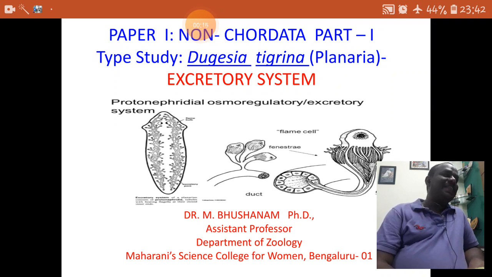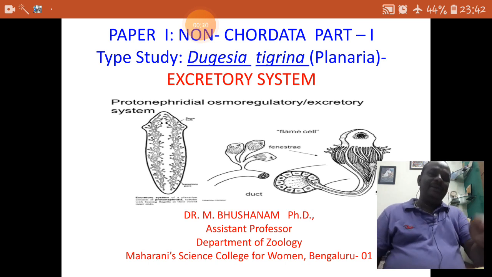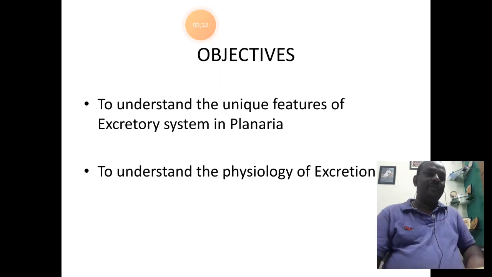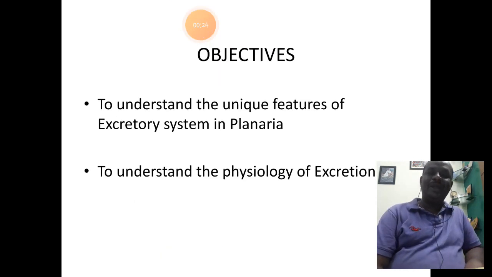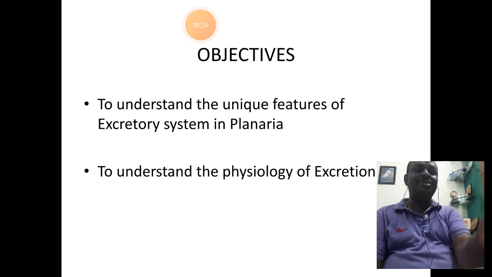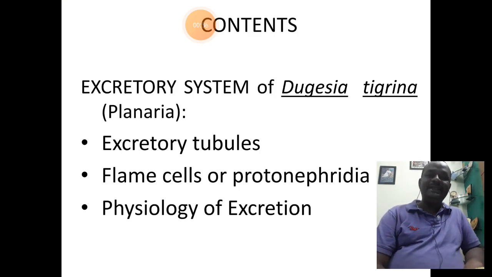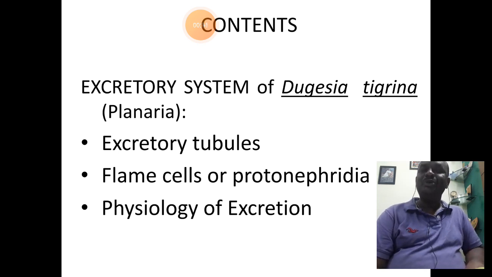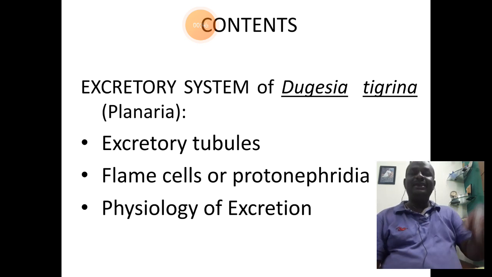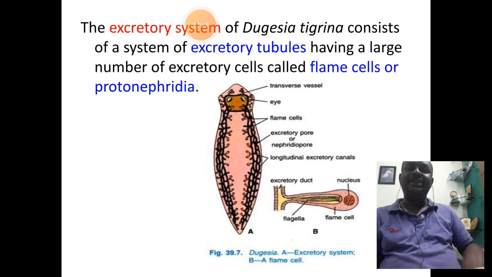Today, we shall understand the excretory system of Planaria. The objective is to understand the unique features related to the excretory system of Planaria and to study the physiology of the excretion process. Content includes the parts of the excretory system, namely excretory tubules, flame cells, and protonephridia. The next part is physiology of excretion in Planaria.